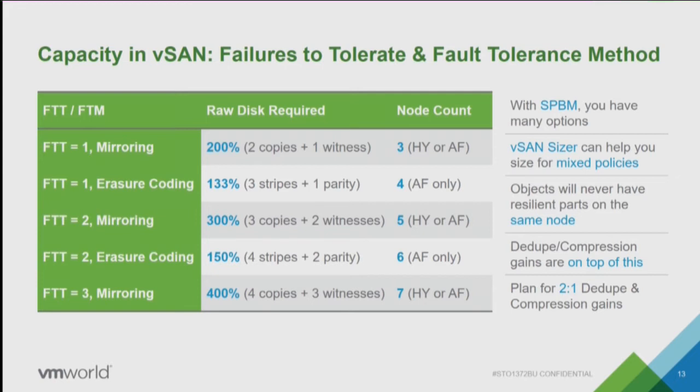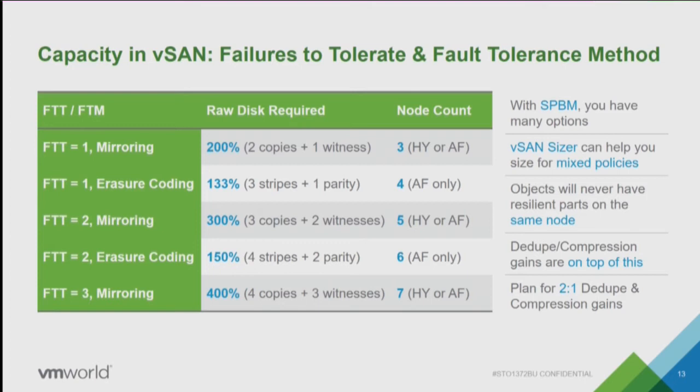If I want something more space efficient at that failure protection level, I can add another node, go to all flash, and now I can run 3 stripes and 1 parity distributed across 4 nodes. What this grants me is that same FTT1, but with this all-flash design and erasure coding, it's only 133% raw to usable. I can continue cranking this up and give myself an extra level of failure protection, but notice how much less disk erasure coding needs. That's the point of it.